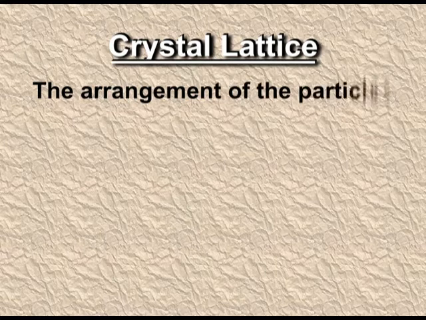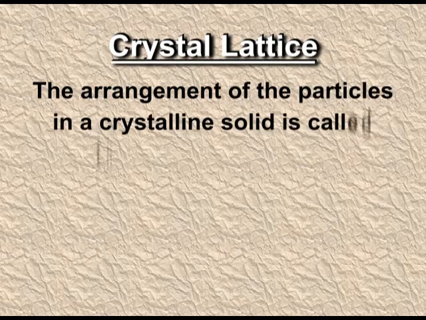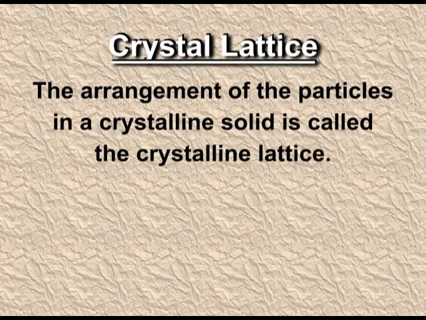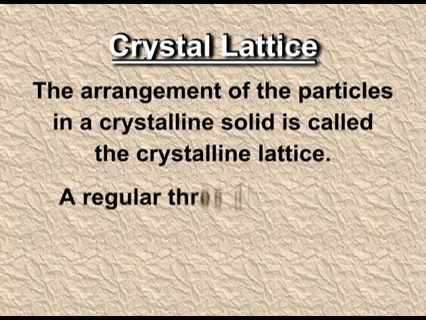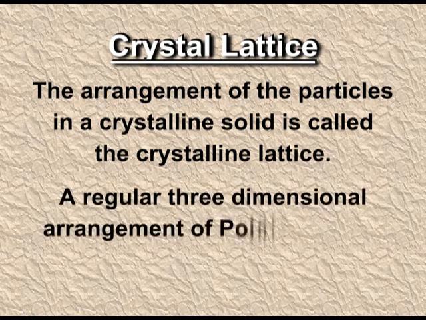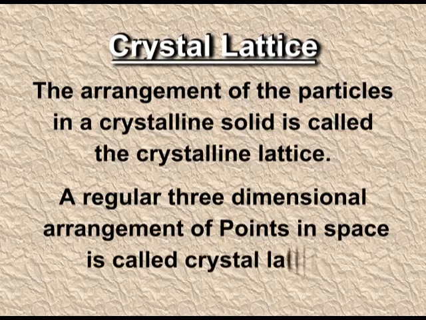Let's see what a crystal lattice is. The arrangement of the particles in a crystalline solid is called the crystal lattice. A regular three-dimensional arrangement of points in space is called a crystal lattice. This is a crystal lattice. Here you can see that the constituent particles are regularly arranged. It is a sodium chloride crystal.